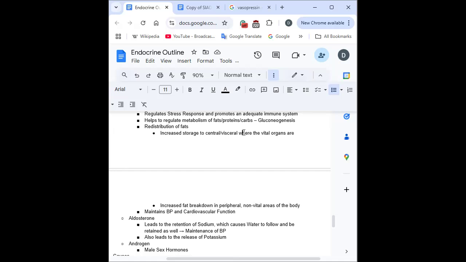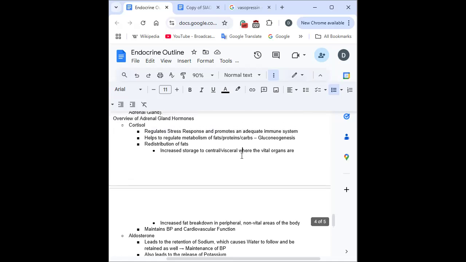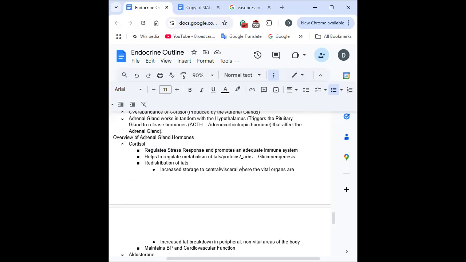Cortisol is also going to be maintaining your blood pressure and cardiovascular function. When you're having that fight or flight, your heart starts beating faster, your blood pressure rises, you're very alert, very irritable, ready to run away from that tiger.